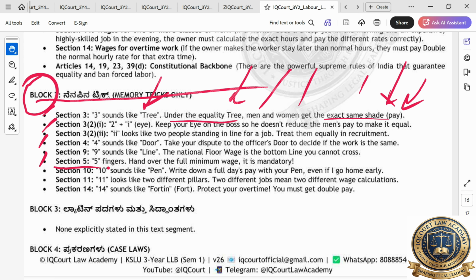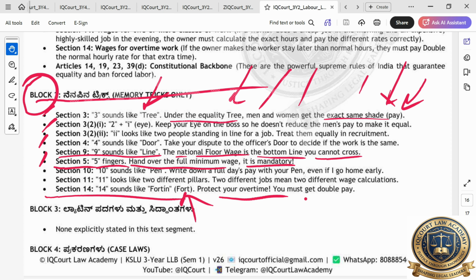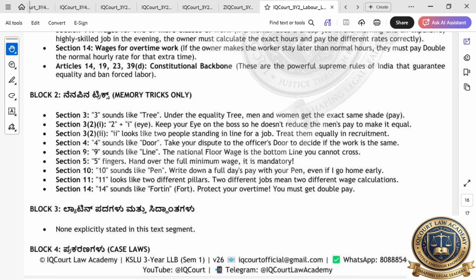Section 5, 5 fingers. So hand over the full minimum wage. It is mandatory. 9 sounds like a line. National floor wage is the bottom line. You can't cross it, so it has to be paid. 14 sounds like a fort. Protect your overtime. You must get double pay. If they are working overtime, they should get double pay. That is the trick.